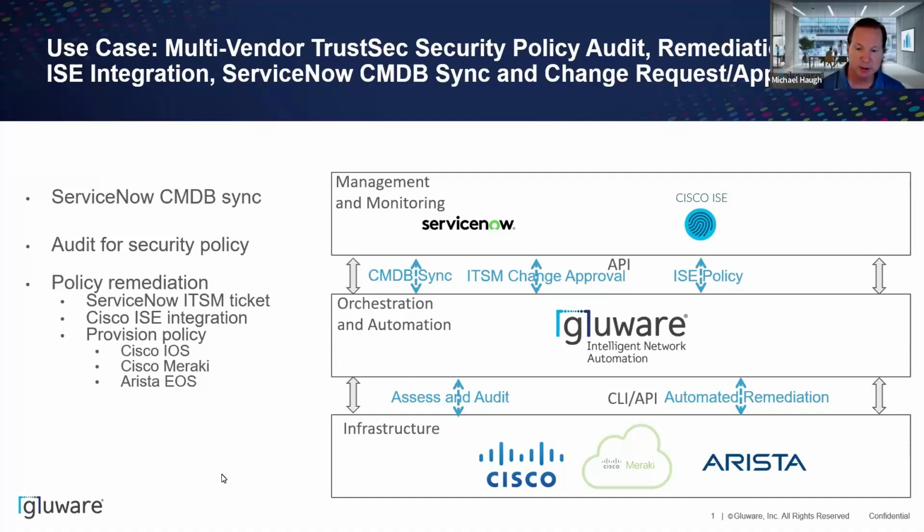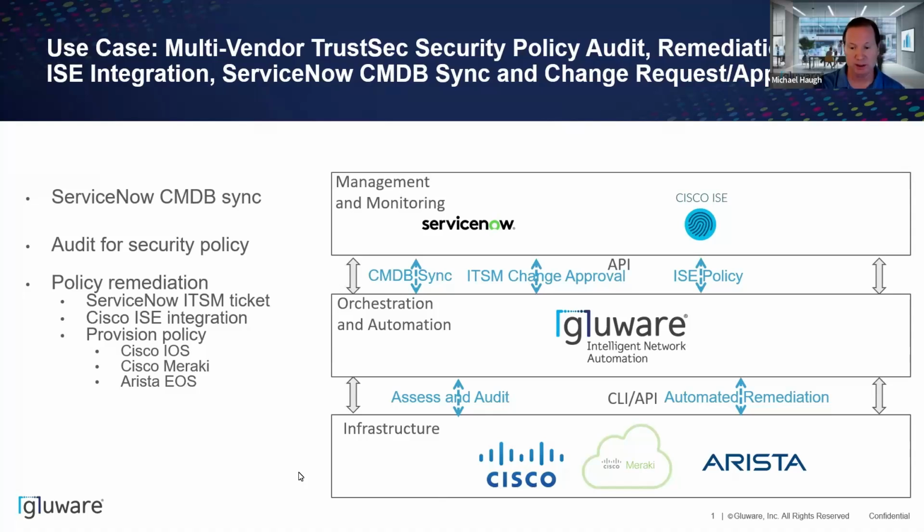So in this demonstration, we're going to be looking at a multi-vendor demo, automating security policy, including Cisco TrustSec. The setup of this demo is that the network infrastructure has been changed. Someone made a change and removed security policy, and Gluware is going to be performing an audit and seeing where it's potentially not in policy and performing a remediation.